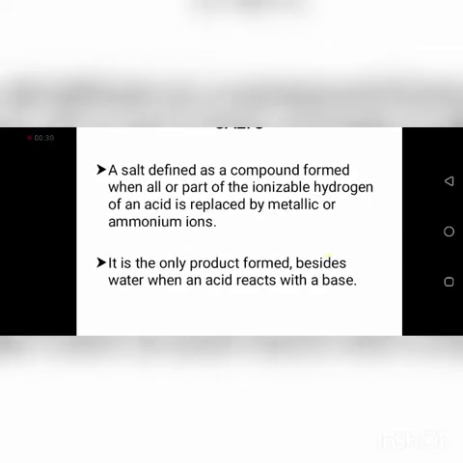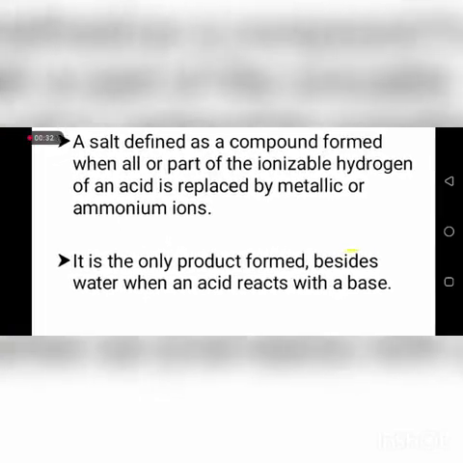A salt is defined as a compound formed when all or part of the ionizable hydrogen of an acid is replaced by a metallic or ammonium ion. So when hydrogen in the acid is replaced by a metal or ammonium ion, the compound formed is termed salt. For instance, HCl is hydrochloric acid. If the hydrogen in HCl is replaced by sodium, we now have sodium chloride. So the sodium has replaced the hydrogen in the acid. The new compound that is now formed is called what? Salt, which is sodium chloride. Any metal can replace hydrogen.